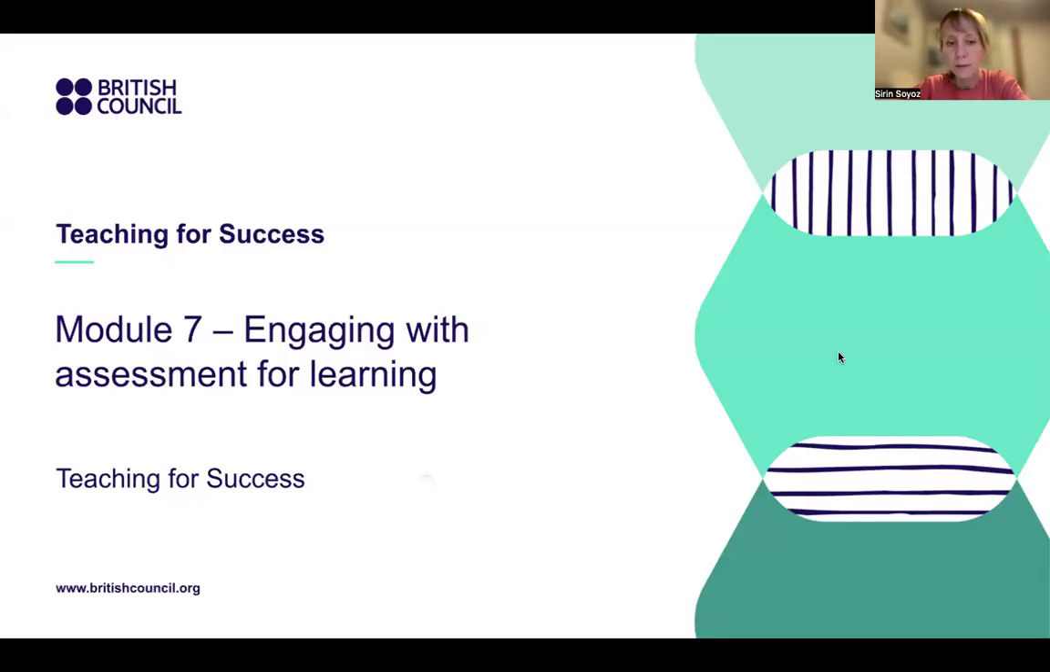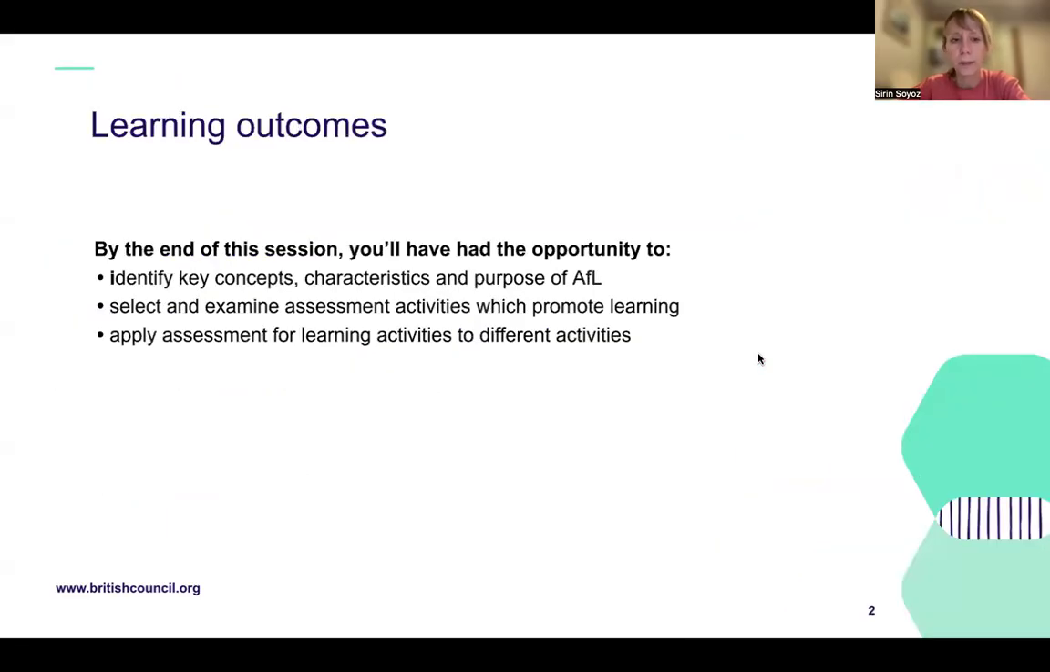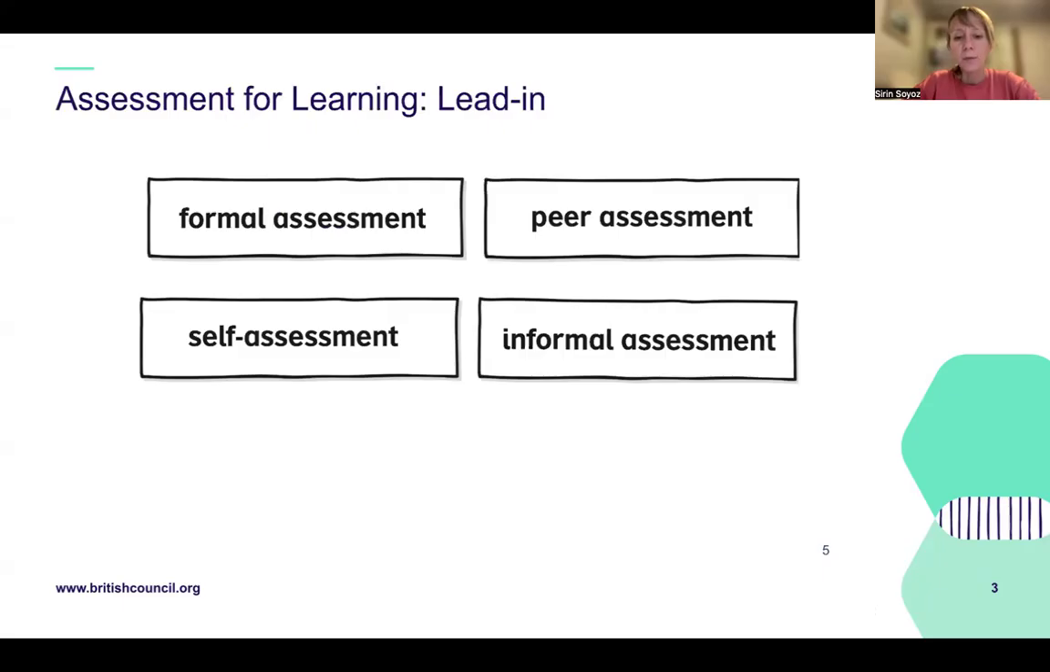So, this is module 7. We are halfway through the course, I guess, right? Nearly. And engaging with assessment for learning is today's topic. So, here are the learning outcomes. You will have this opportunity to identify key concepts, characteristics, and purpose of assessment for learning, and select and examine assessment activities. We will again apply assessment for learning activities in a classroom setting, using and adapting one sample from your course books. But before we do this, let's remember the key concepts.